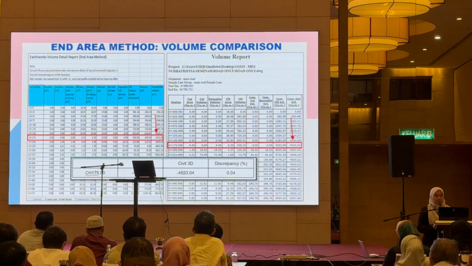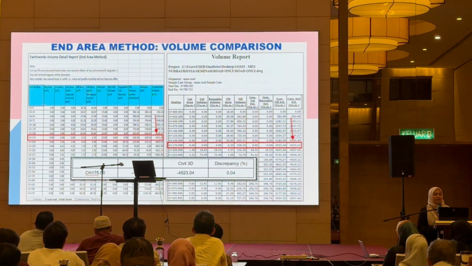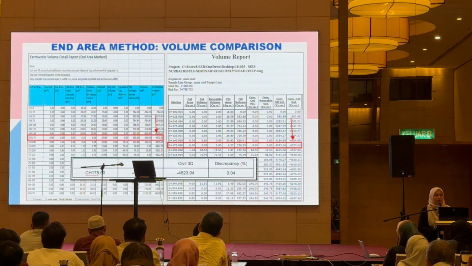As for the road, it will use this road end area method. These two methods are applied in both MiTS and Civil 3D. So we take chainage 175 as an example. The MiTS volume is 4525.05, while the volume in Civil 3D is 4523.04. So as you can see, the discrepancy here is indeed less than 1%.